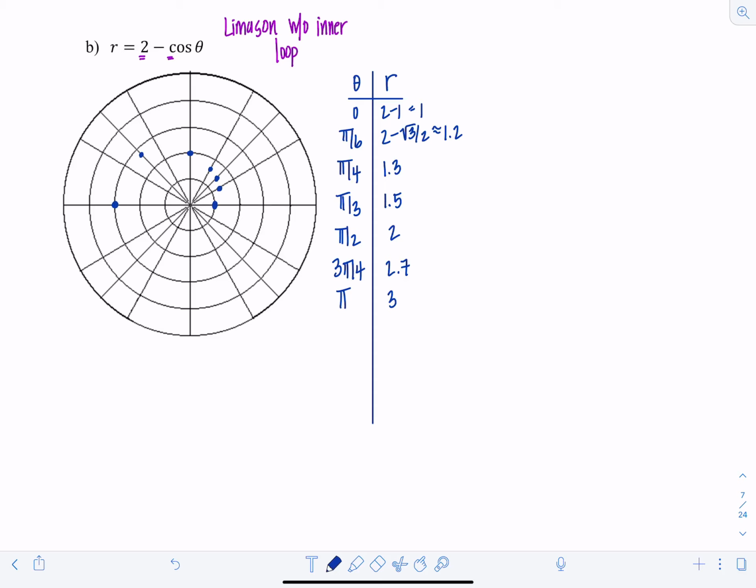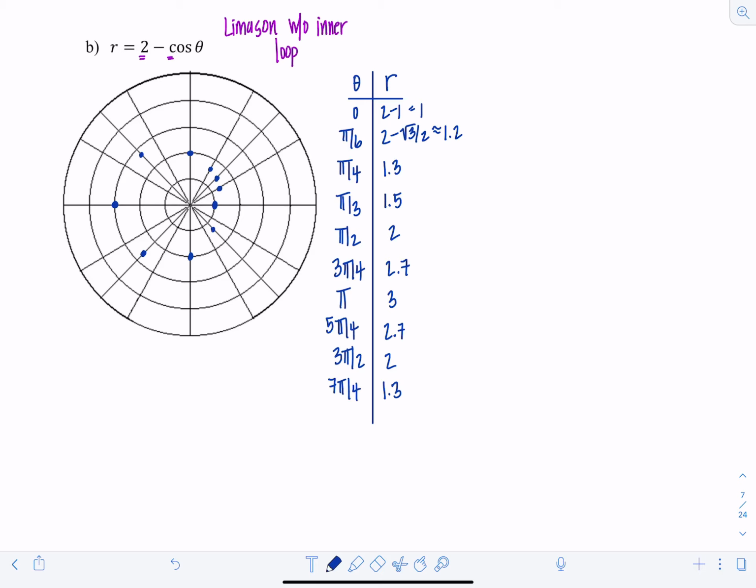From here, if you want to just fill in, it looks like it's going to be centered on the x-axis, right? Which doesn't surprise us because of the cosine theta. We can just do 5 pi over 4. And I know that's going to be the same as at 3 pi over 4. We're going to have 2.7. So 2.7 maybe about here. And then we could do 3 pi over 2 and cosine is 0 there. So this would be 2 again. So that would come right here. And then if I want to do another value, maybe 7 pi over 4, then that would give me the same value as at pi over 4, which would be 1.3. So somewhere around here.